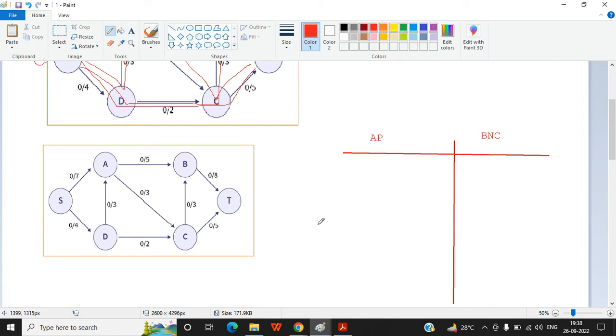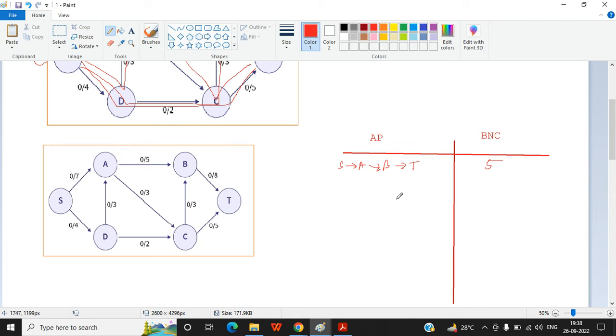You tell me which augmenting path should I start. So we start with S to A to B to T. Just try to understand my handwriting because I am using a mouse. It is very clear. So if this is the augmenting path we are considering, then what will be the bottleneck capacity of this path? 5. The bottleneck capacity of this path will be 5, right?